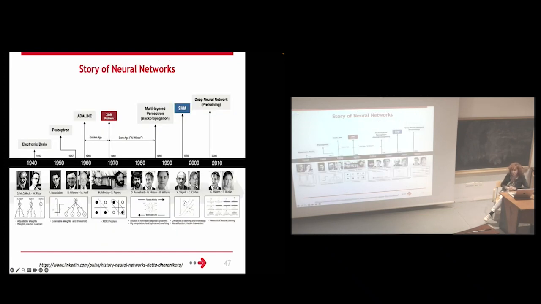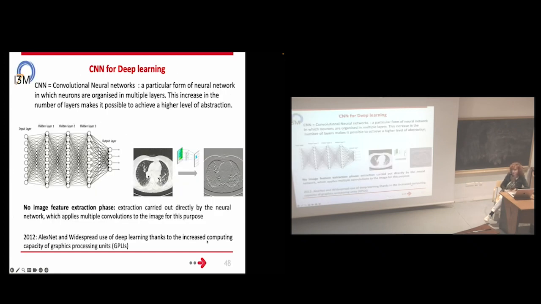The story of neural networks is not so recent because, as I said, we began with McCulloch and Pitts in the 1940s. Then we have different evolutions with the perceptron in the 1980s, and then we arrived in 2010 with what we now call deep learning, deep neural networks, convolutional neural networks, which are a particular form of neural network with different layers and, finally, a larger number of neurons. This is allowed by the capacity of graphic processing units.